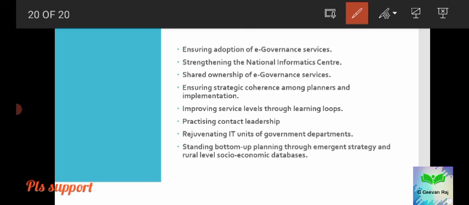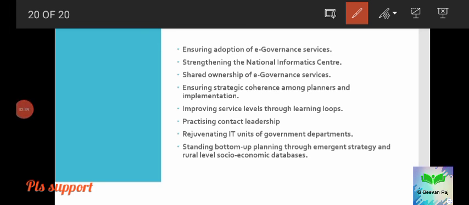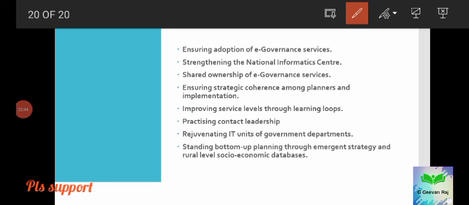Shared ownership of e-governance services. So the government should also focus on involving other stakeholders like the NGOs, business organizations and other civil society organizations while implementing the various e-governance services, so that the effectiveness of the service will improve rapidly. Ensuring strategic coherence among planners and implementation. That is also a major step. Improving service levels through learning loops.